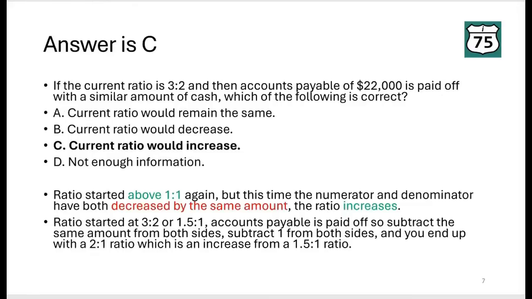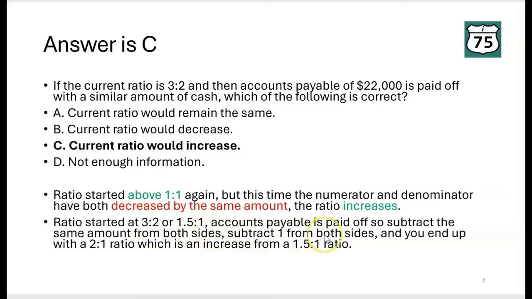Letter C is correct. The ratio started above 1 to 1 again, this time at 3 to 2, but this time the numerator and denominator have both decreased by the same amount. And we saw that the ratio would then increase. Why? Because the ratio started at 3 to 2, $3 of current asset for every $2 of current liability, or 1.5 to 1.